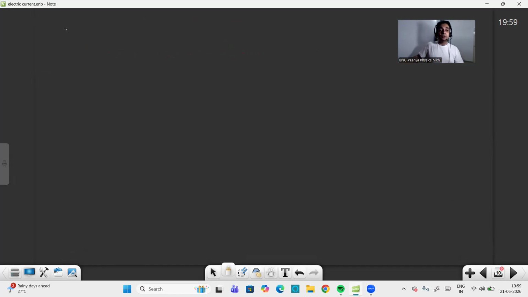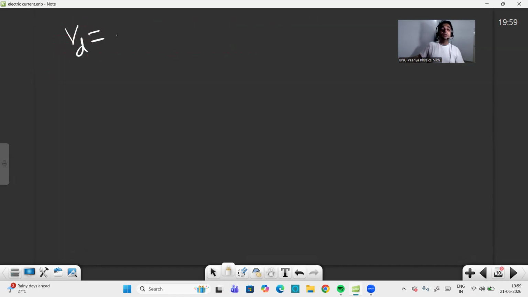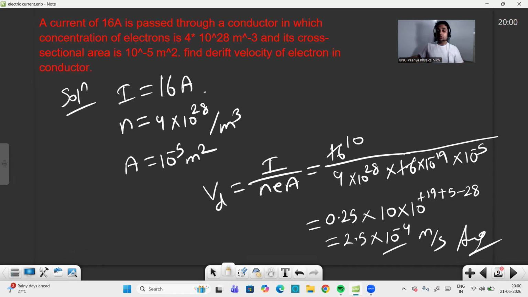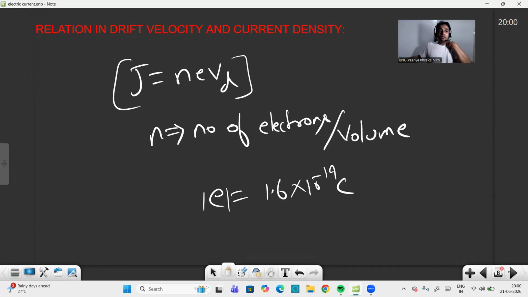As I discussed with you, the drift velocity VD equals J by NE. We discussed the relation of drift velocity and current density: J equals NEVD, where VD is the drift velocity only.